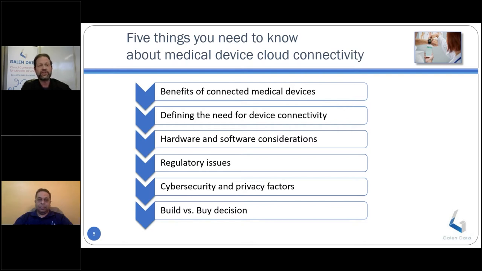A very important issue, regulatory. Everything we do must be done with a keen eye on regulatory considerations. So we'll talk about that. Cybersecurity and privacy factors, another important issue that Abbas will cover. And then lastly, I imagine that many of you are at a build versus buy decision point. Should you build your own connectivity solution or buy a ready-made platform? There are a lot of pros and cons each way, and Abbas will do a real good job of giving you your decision points to make that build versus buy decision.